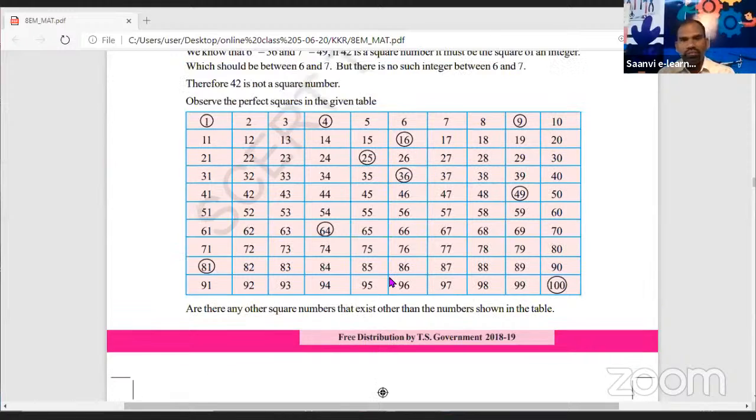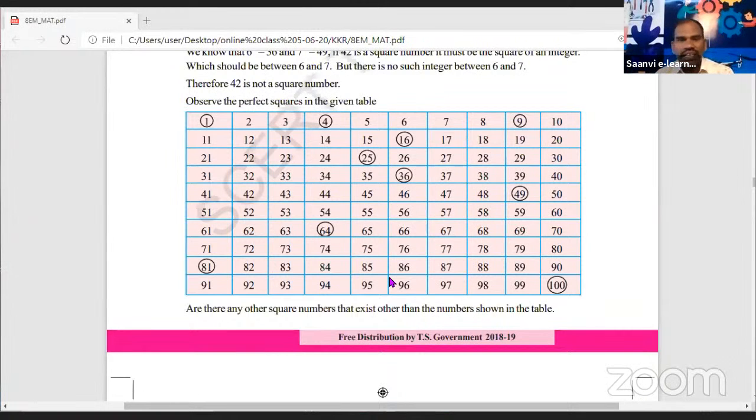See here. In this table, we have numbers 1 to 100, all numbers given. Which of these are perfect squares? The circled numbers are. 1 is a perfect square number. Why? We can write 1 into 1. 4 is a perfect square number. Why? 2 into 2 equal to 4. 9, 3 into 3 equal to 9. 16, 4 into 4. 25, 36, 49, 64, 81, 100.